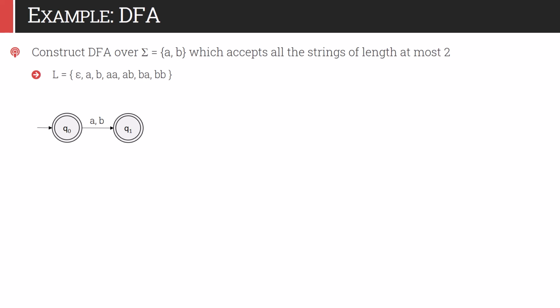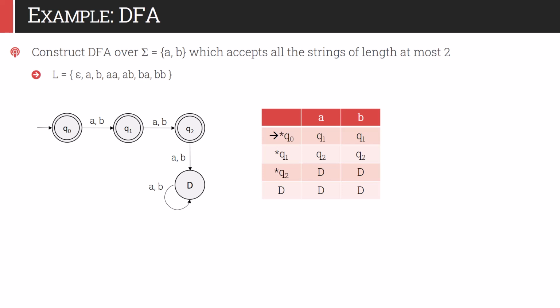So Q1 will accept strings of length 1. And from Q1, if we read one more symbol, then we are going to Q2. And Q2 will accept all the strings of length 2. Now from Q2, there cannot be any further transition. Otherwise, it would be strings of length 3. So if we read anything, then we will be in the dead state. And from the dead state, if we read A or B, we will remain in the same state. So this is the desired DFA, and this is the corresponding transition table for that.